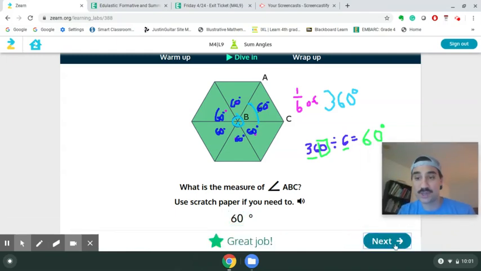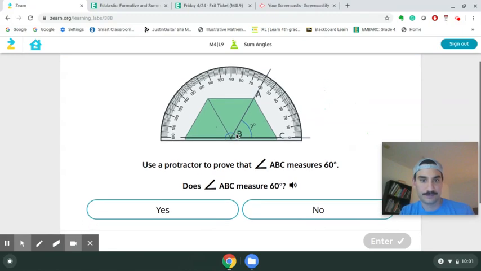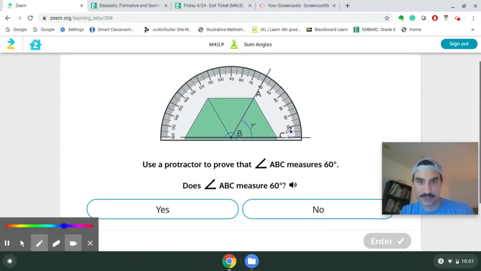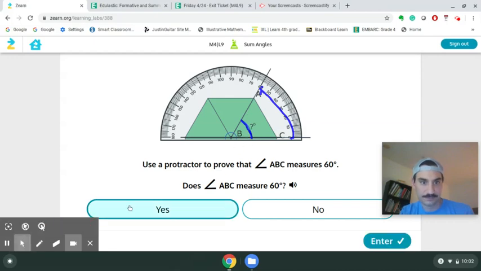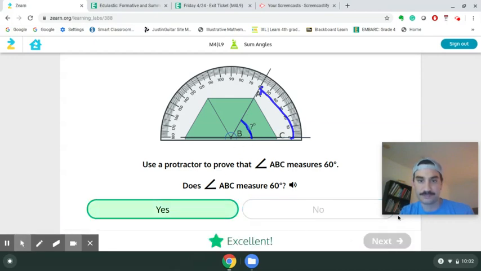Nice job. I'm so excited to see your answers. I want to see what you guys got for this and what strategies you used. All right, and we can see from our protractor here, we start at 0 and we measure up to that angle. We have 60 degrees. It checks out. Nice job.